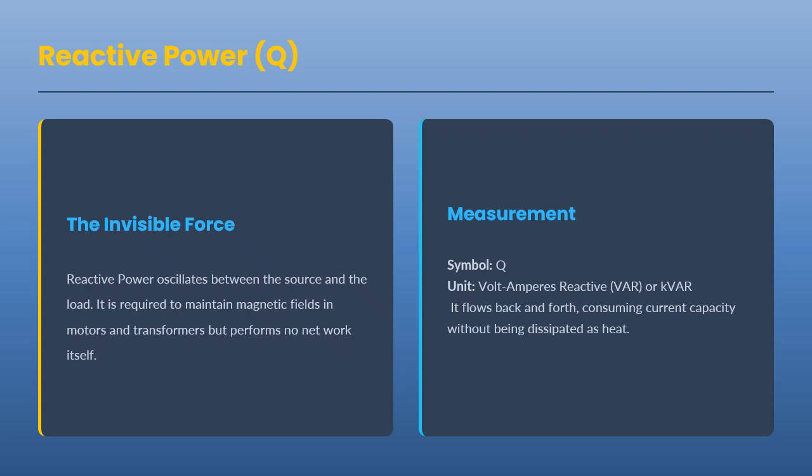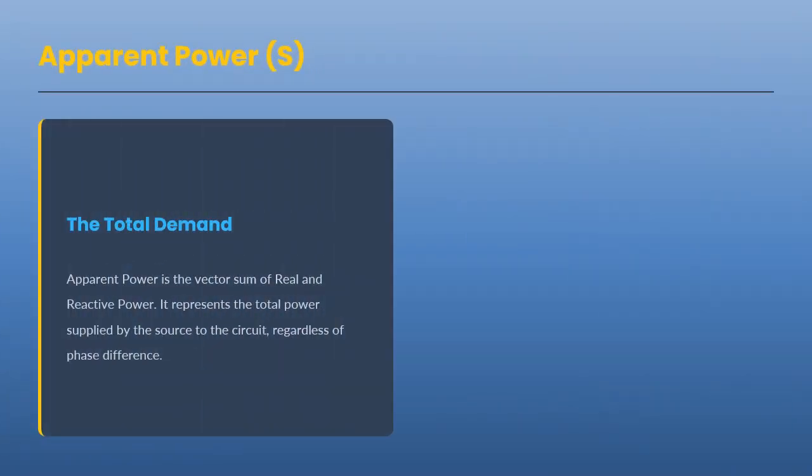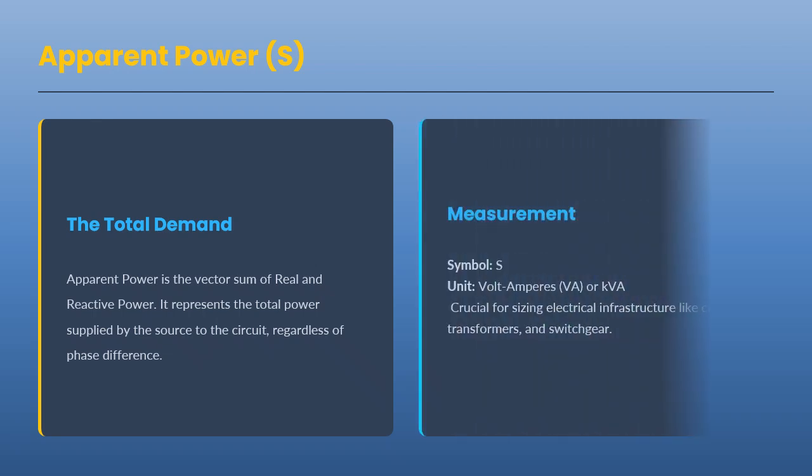Apparent power, S. Finally, we have apparent power. This represents the total demand placed on the electrical system. It is the vector sum of both the real and reactive power components. Its symbol is S, and it is measured in volt-amperes or kVA. Apparent power is critical for engineers, as it dictates the required sizing for all electrical infrastructure, including cables, switchgear, and utility transformers.